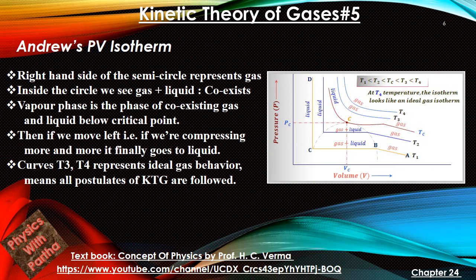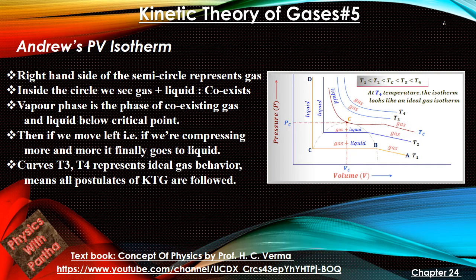Okay. Before explaining the hand drawn figure, let's quickly talk about Andrews PV isotherm. Here the picture shows the same kind of isotherm we have been observing for the last 3-4 slides. We have written here that the right hand side of the dashed semicircle, as we can see in the figure, represents the gas phase. Inside the semicircle, we have gas and liquid coexisting, which is the vapor phase. So the vapor phase is the phase of coexisting gas and liquid below the critical point.